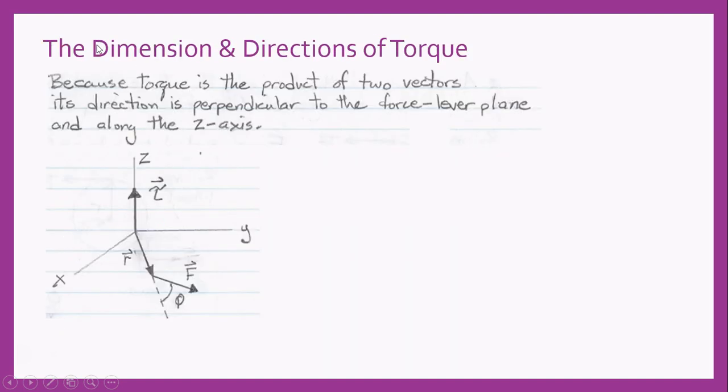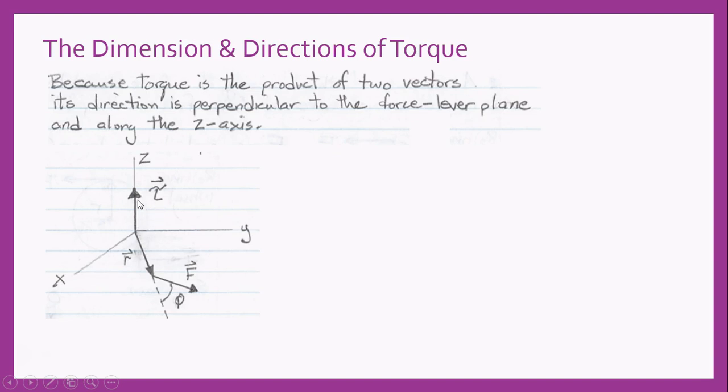Now that we've reviewed our cross-product multiplication, let's talk about the dimension and directions of torque. Because it's a product of two vectors, its direction is perpendicular to the force lever plane and along the z-axis. So here's an example. We have our lever and we have our force, and that falls in a plane which we'll call the xy plane, and the torque is perpendicular to both.